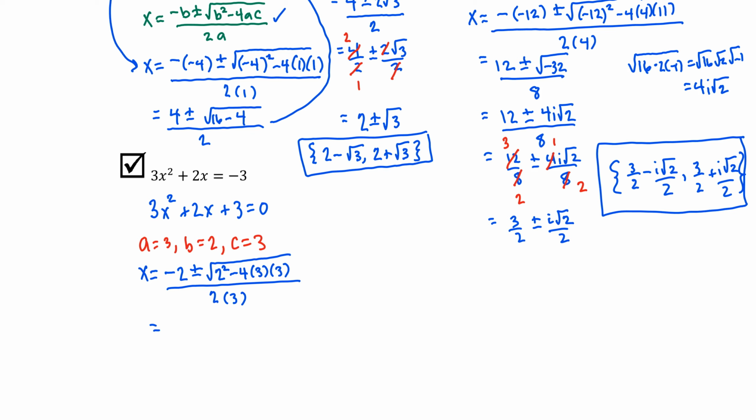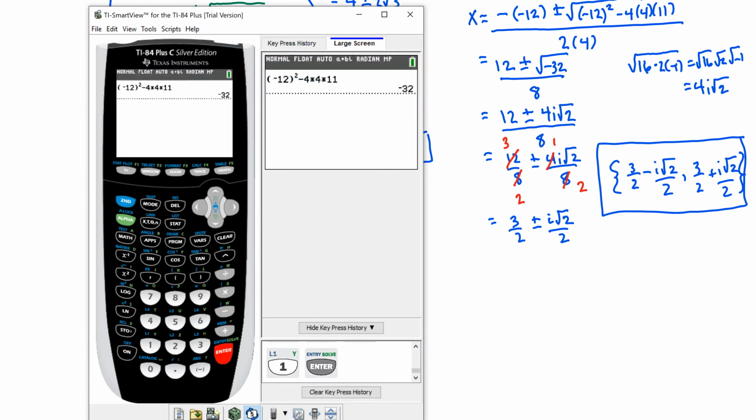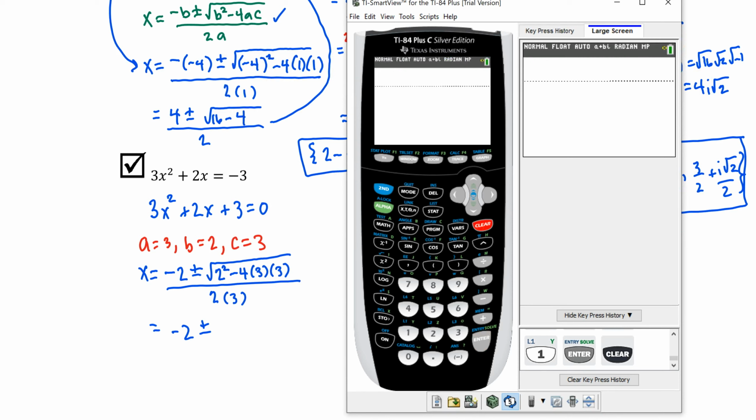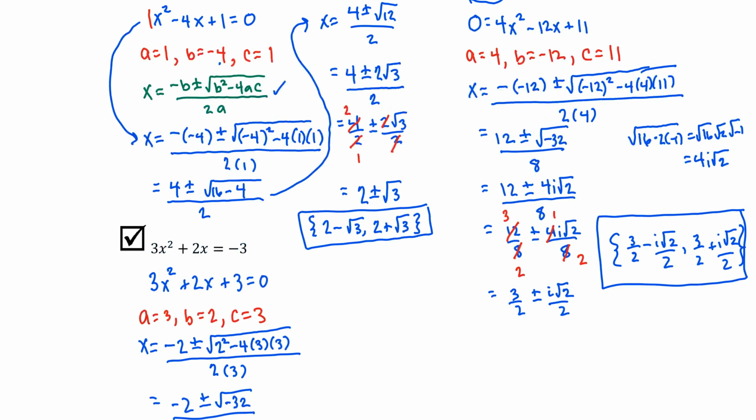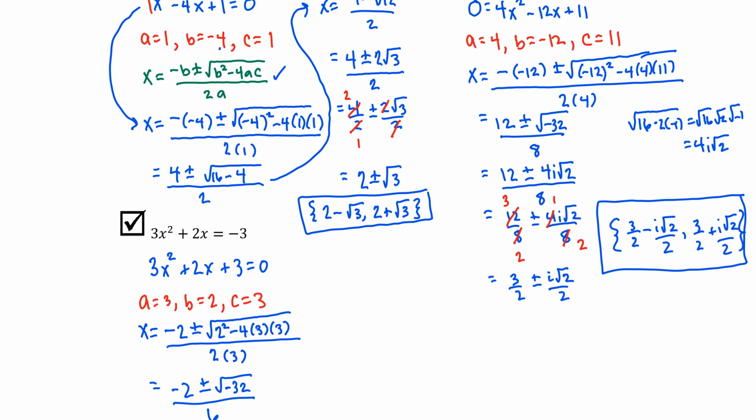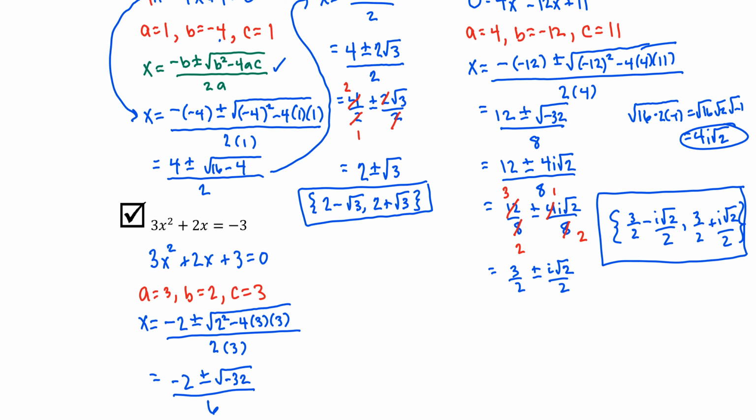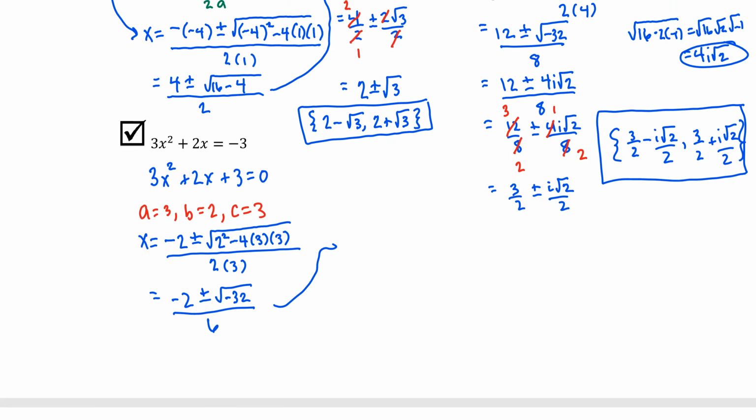Once we have it plugged in, then we do our arithmetic. Our radicand here, we have 4 minus 4 times 3 times 3, or 4 minus 36. So I'm going to double check my arithmetic. 2 squared is 4, minus 4 times 3 times 3, and we end up again with negative 32. So we have negative 32 under our radical. Now over there on example B, we simplified square root of negative 32 as 4i square root of 2. So I'm going to use that calculation here.